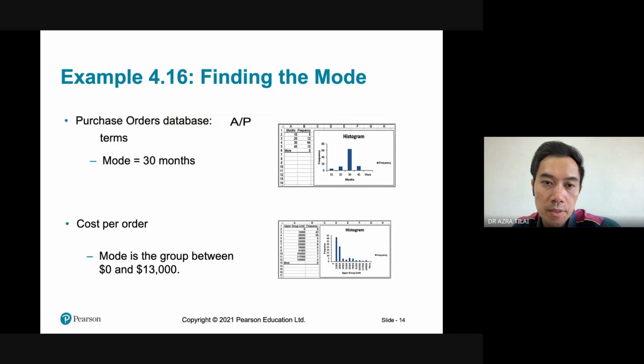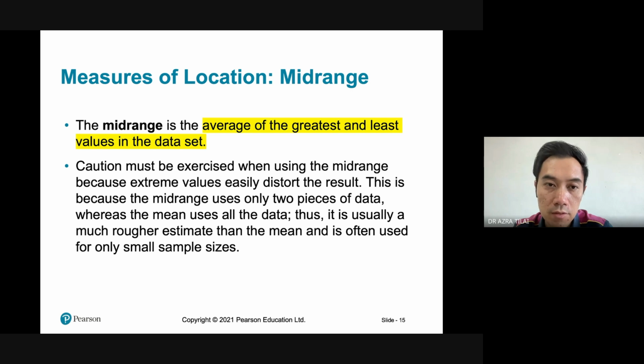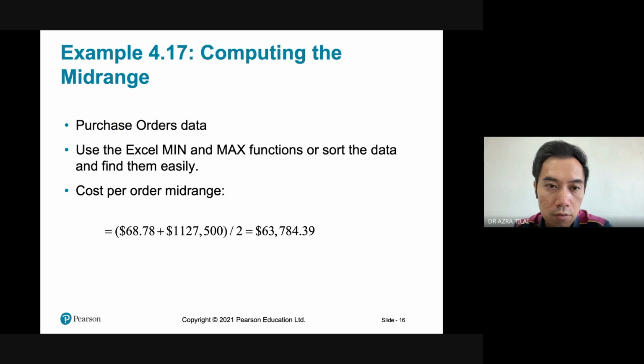Here we have a purchase order database. The mode is 30 months, and for cost per order, the mode is in the group between 0 to 13,000. Mid-range, meanwhile, is the average of the greatest and least value in the data set. Use the Excel min and max function, or sort the data and find them easily.